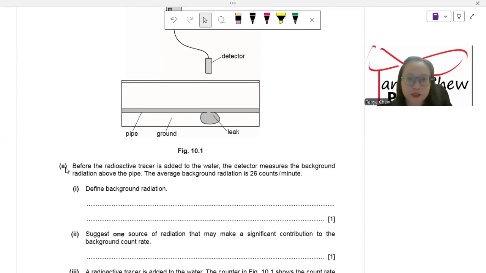Define background radiation. Do you know that we are not living in a safe world anymore because of the food that we consume, the water that we drink, the drinks that we drink every day, right?